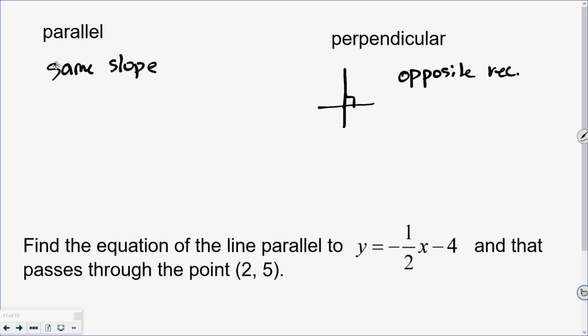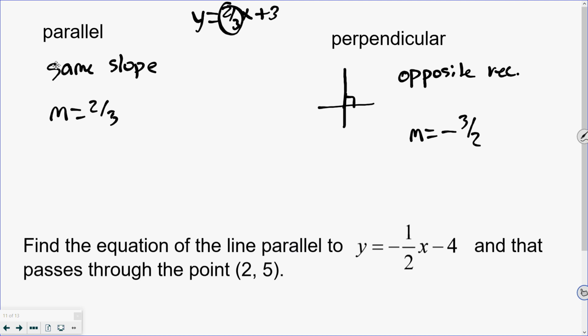Let's say I have the slope of one line and I know it's this. The slope of that line is 2/3. Well, that means the slope of the line parallel to it would also be 2/3. But the slope of the line perpendicular to it is the opposite reciprocal. So if it's a positive 2/3, I have to make it a negative, and reciprocal means I'm going to flip it over. So it'd be a negative 3/2.